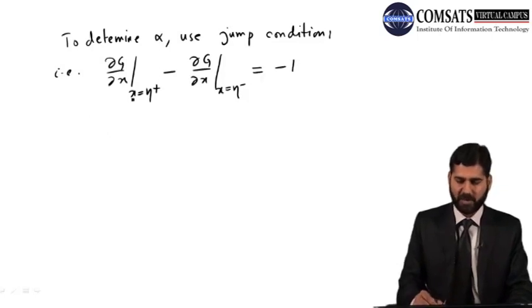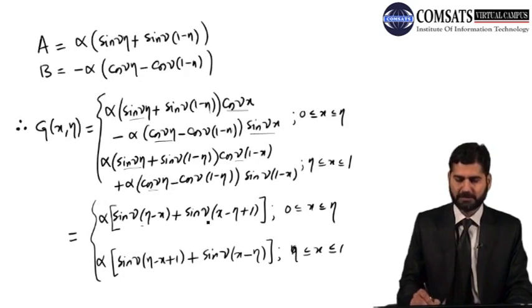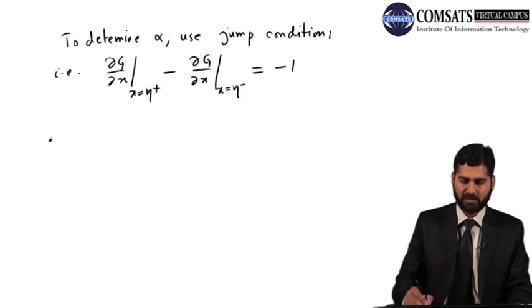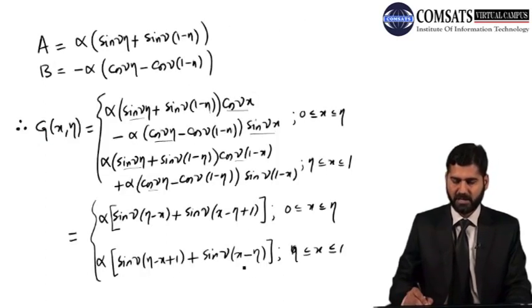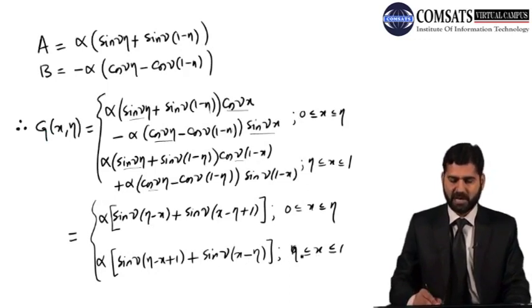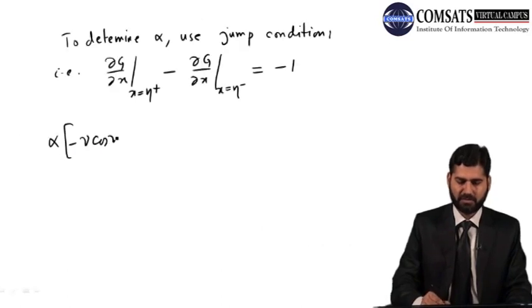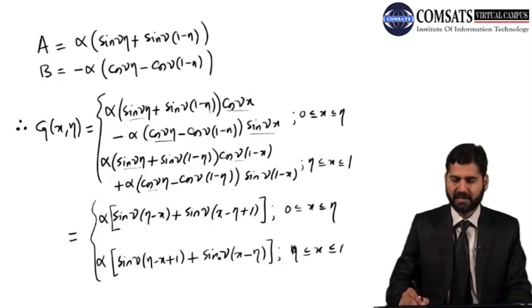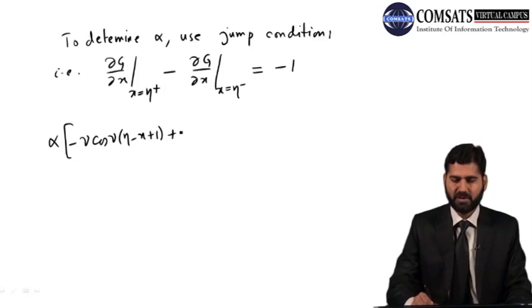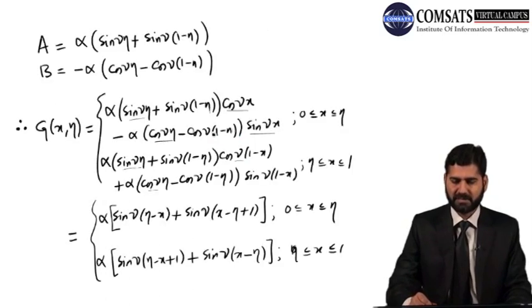So the derivative of g with respect to x will have both the terms. So alpha cosine nu and with a minus 1. So this will become, no, eta plus. So I'm coming from here, first one. Eta plus means x is greater than eta, so I will differentiate this first. So alpha nu and with a minus sign, or you may keep alpha outside. So it's minus nu cosine nu eta minus x plus 1, and sine nu. So again and here plus nu, so plus nu cosine nu x minus eta.